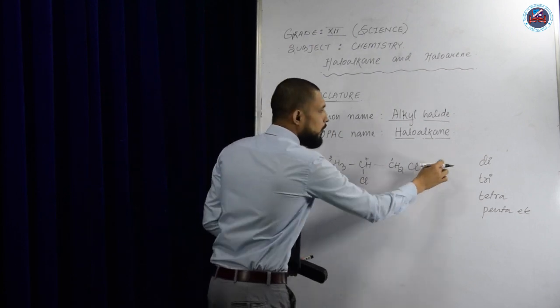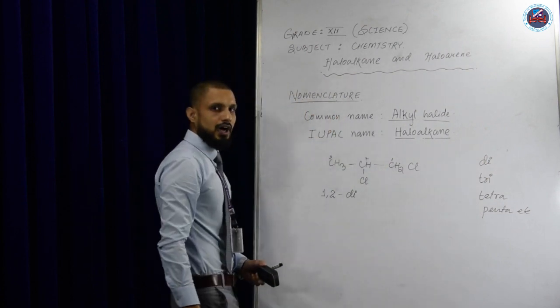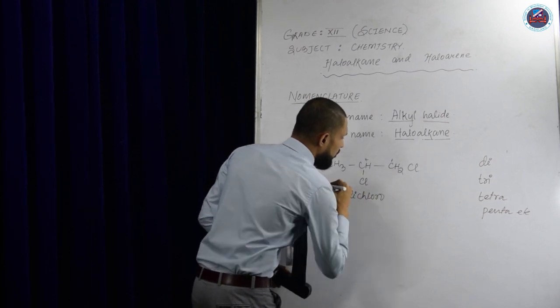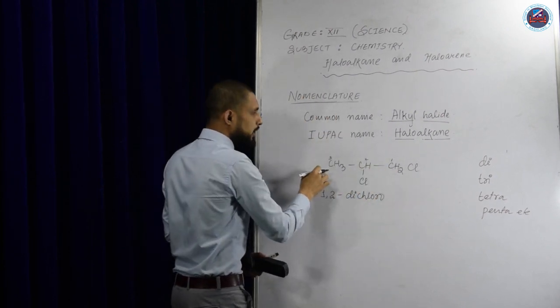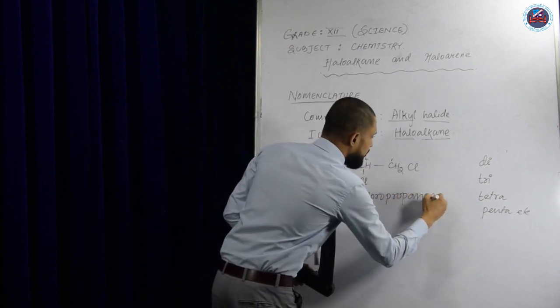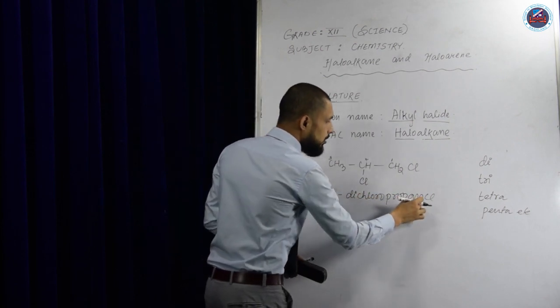Since you have 2, we'll use the prefix di. So 1,2-di. What is the name of this? It's chloro. So it's dichloro. How many carbons do you have in the chain? It's 3. So it's propane. So what is the IUPAC name of this compound? 1,2-dichloropropane.